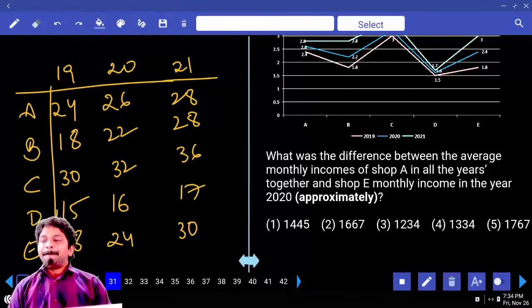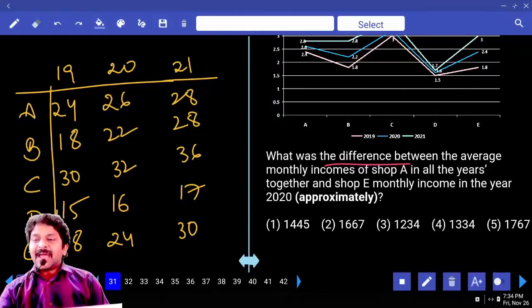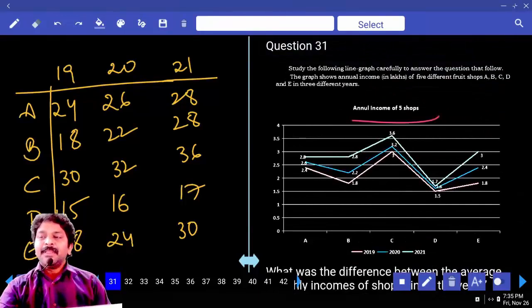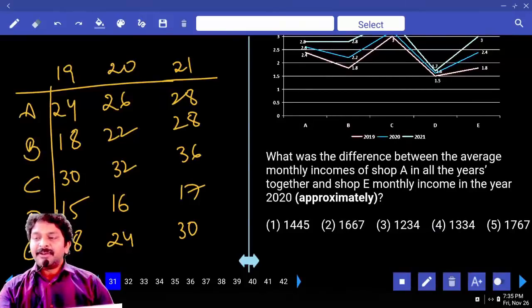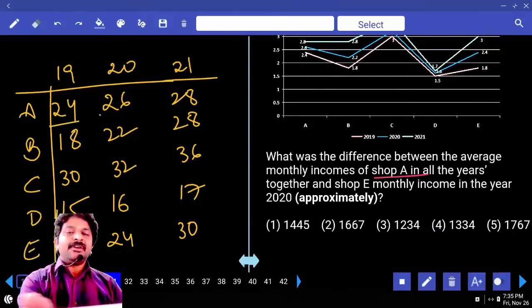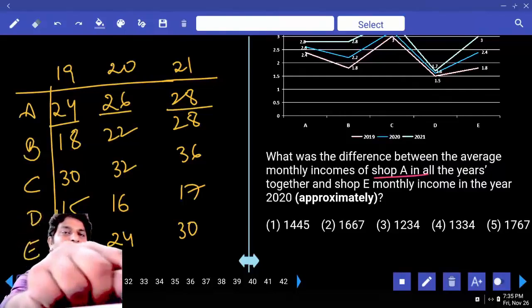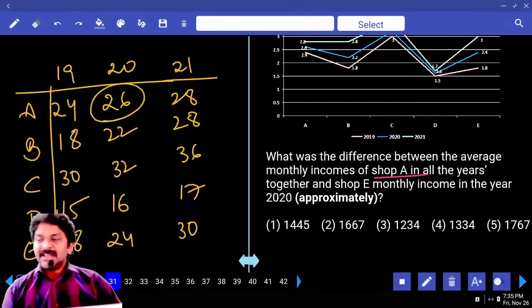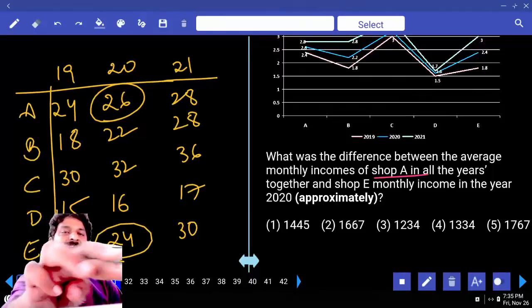Now, what was the difference between the average monthly income of shop A in all the years together and shop E's monthly income in the year 2020? The given data is for annual income, am I right? So we need to be careful here. Shop A: 24, 26, 28, consecutive even numbers. The middle number is the average. What is the middle number? 26. And shop E in 2020, how much is that? 24.